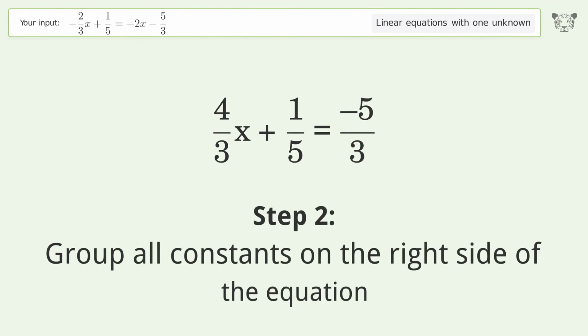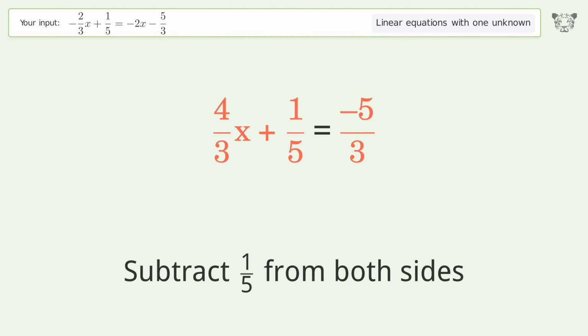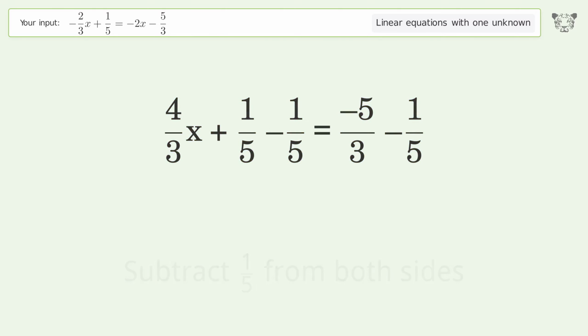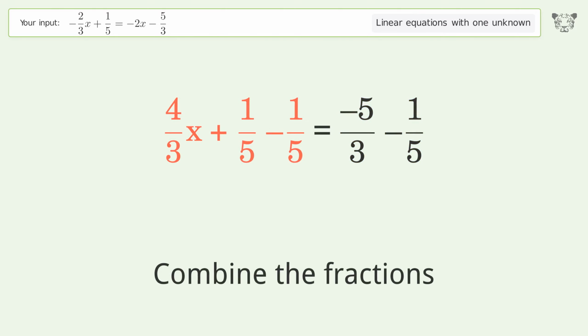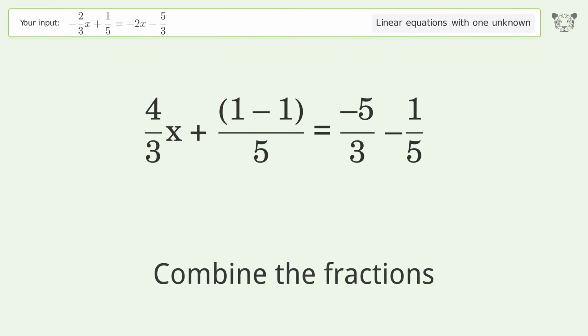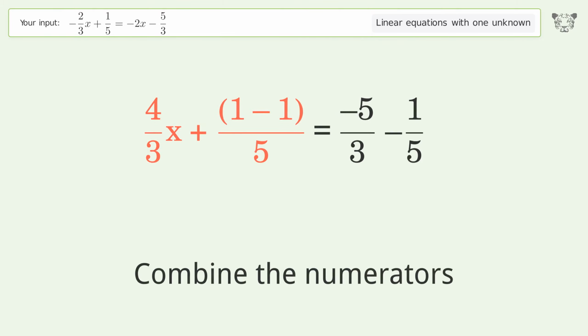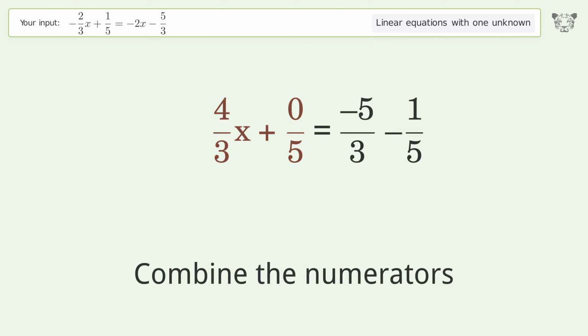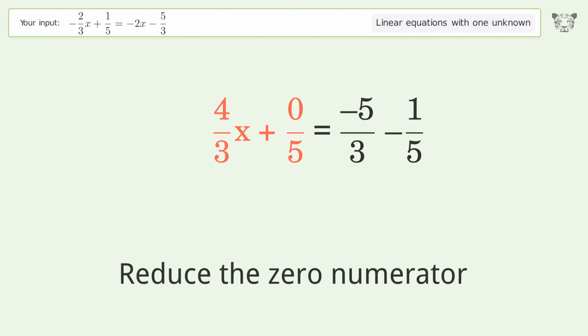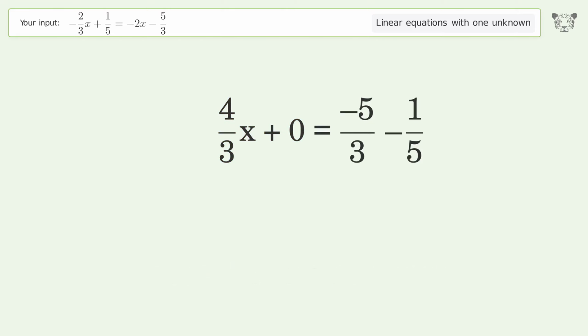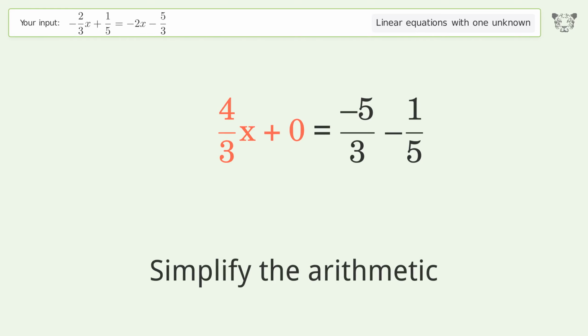Group all constants on the right side of the equation. Subtract 1/5 from both sides. Combine the fractions. Combine the numerators. Reduce the zero numerator. Simplify the arithmetic.